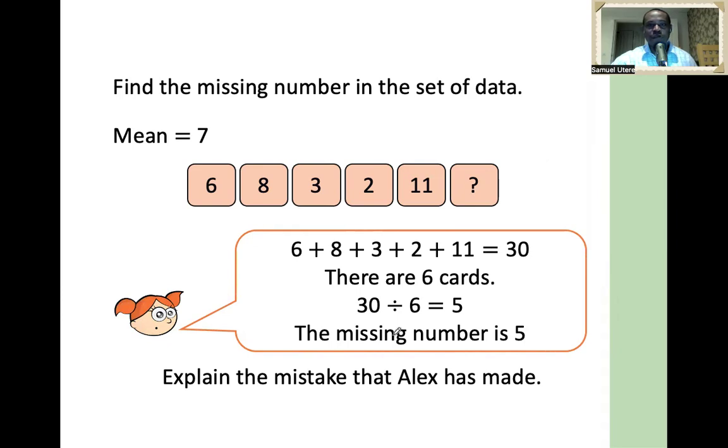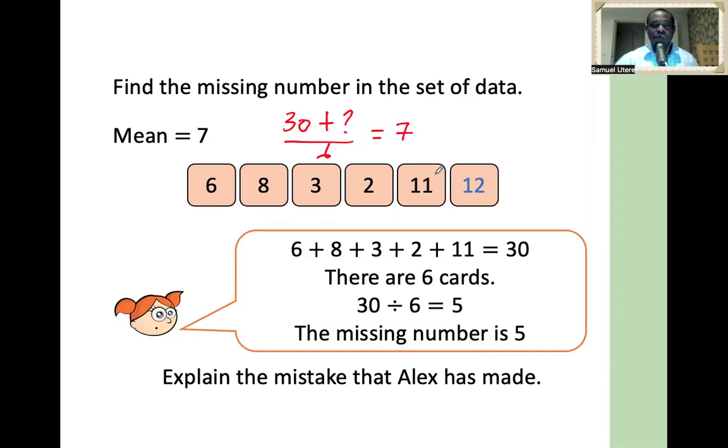Okay, here is the mistake Alex has made. The mistake is that there is a number missing. Although all those numbers add to 30, 30 plus another number would give us the actual number that we need. So it's not 5. So thinking about what we learned before, we know that 30 plus something we don't know, divided by 6 cards, 1, 2, 3, 4, 5, 6, is equal to 7.